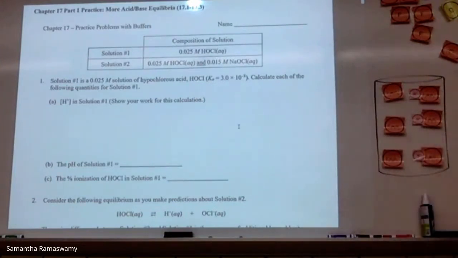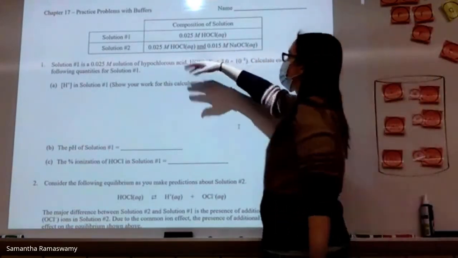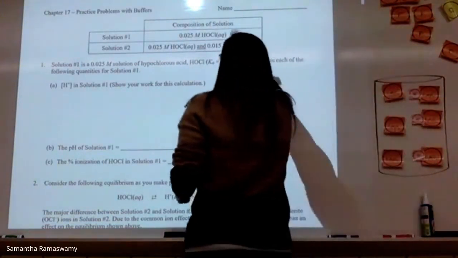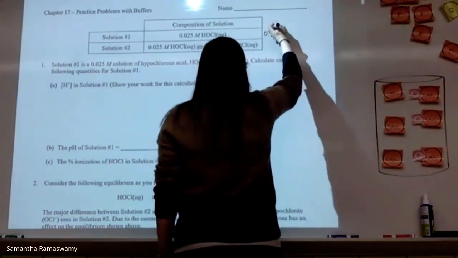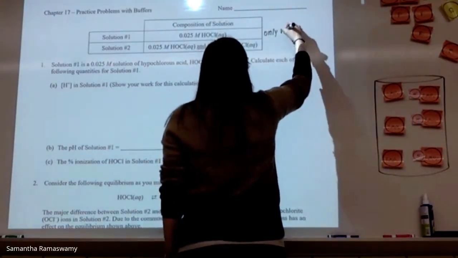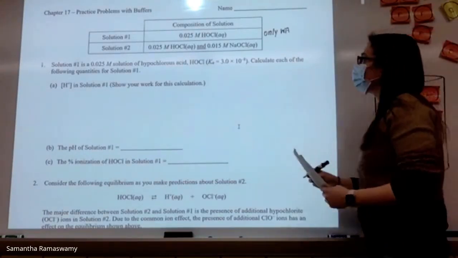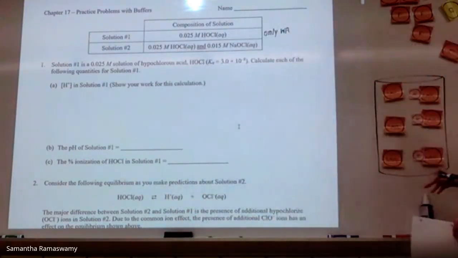At the top, it gives us 2 solutions, and it tells us the composition of these solutions. Here I have HOCl. All that I have in this container is a weak acid. In solution 2, I have a weak acid and its conjugate base. OCl minus is the conjugate base of HOCl.